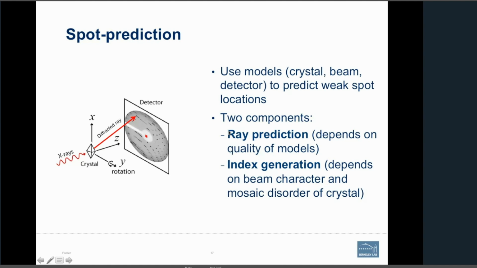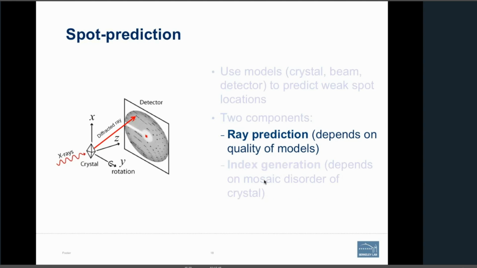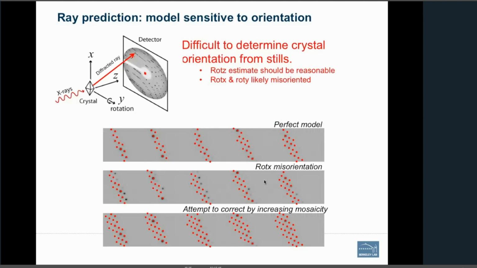So spot prediction has two components: ray prediction, which depends on the quality of the models, and also index generation. In order to be able to predict where the signal is, we have to predict which Miller indices will actually diffract. And that depends on the beam character, such as the divergence, and the mosaic disorder of the crystal. So for stills, ray prediction, the quality of the models is actually quite difficult. For still images, we don't have two shots. We only get one shot, one image per crystal.